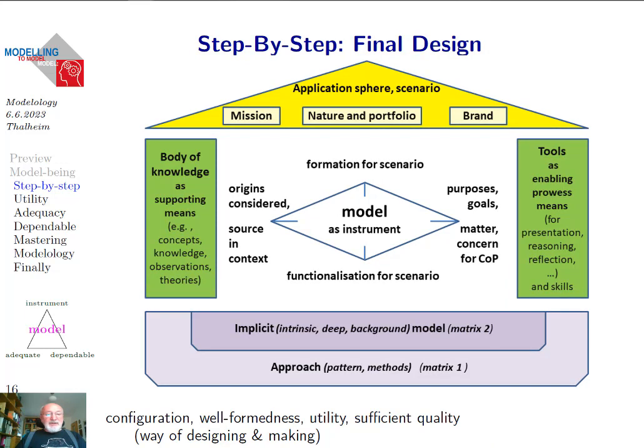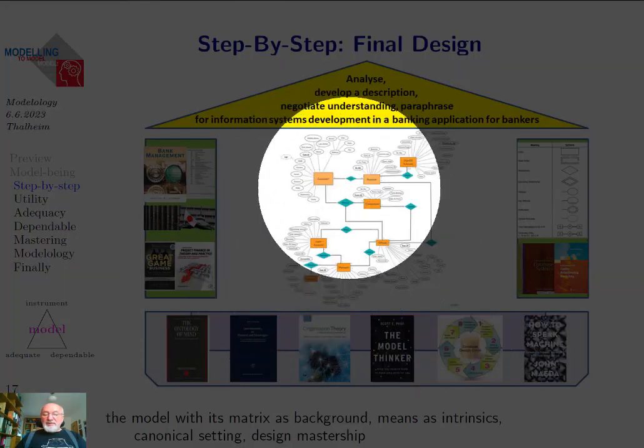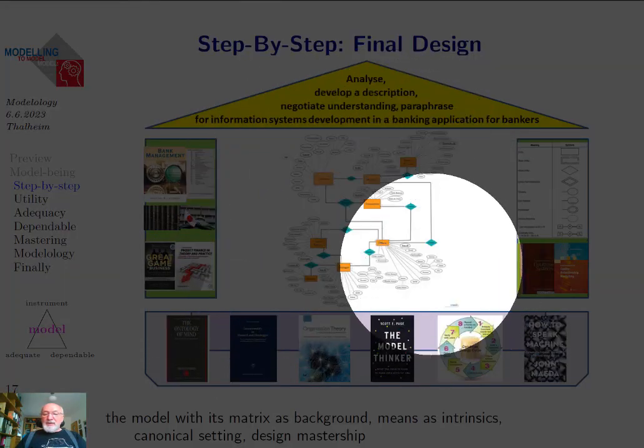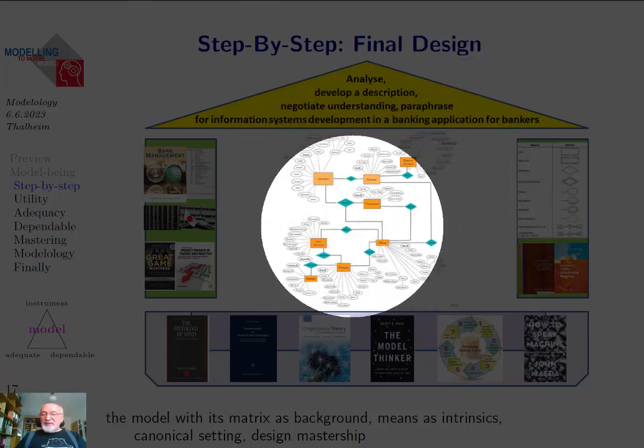Okay, now we can say, fine, our model is almost completely composed. We have the body of knowledge, we have the tools, we have the matrix, the implicit model, we have the approach, again a part of the matrix, and of course anything is somehow governed by the application sphere and the scenario. In our banking application, it would now look like we develop a model describing a certain understanding of how a bank is operating, how accounts are handled or something like that by the bankers.